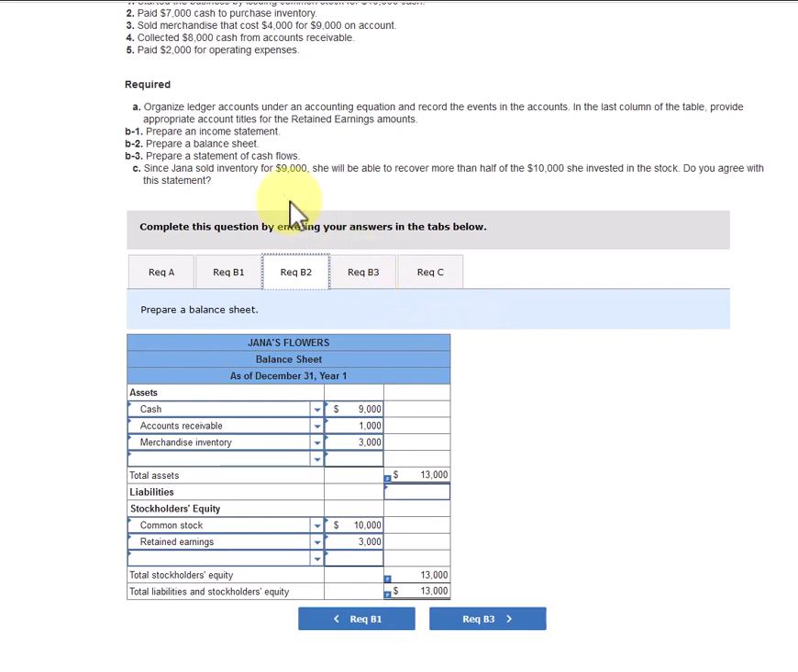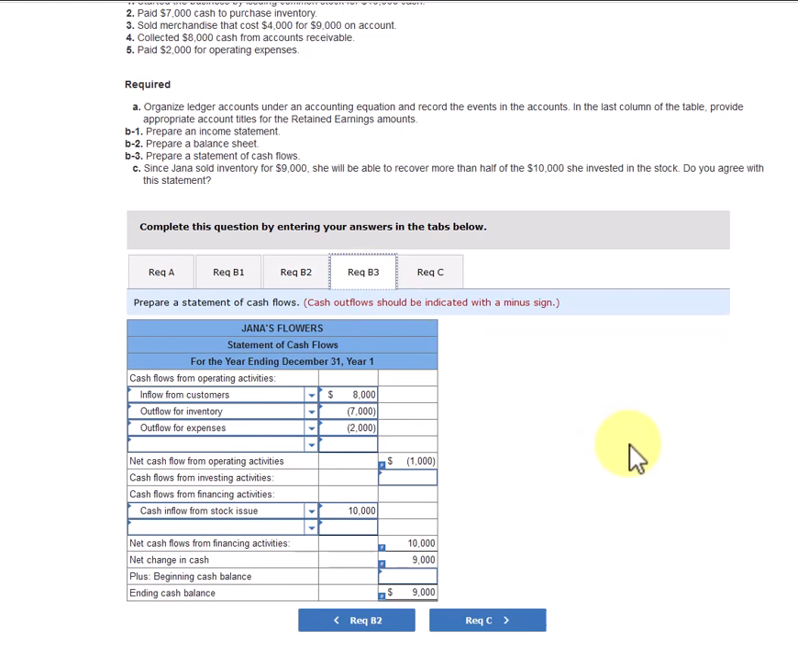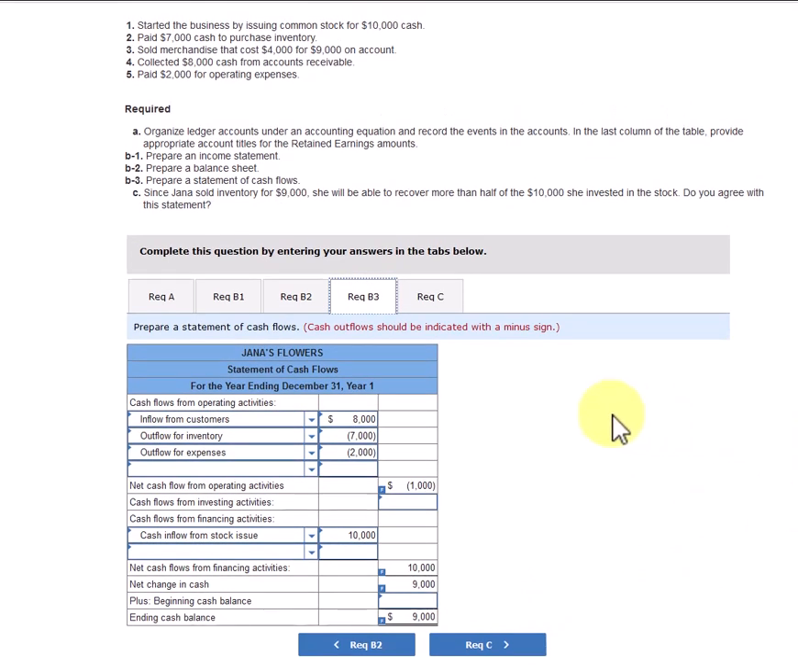All right, the last thing you're going to do is hop over here to B3, and you're going to do the statement of cash flows. You'll set up your format for the statement of cash flows just like what we have here. Now we're going to look back up at these transactions and determine what we need to put on each line. The inflow of cash from customers is going to be the $8,000 in cash that we collected from customers. So that's a positive $8,000. If it's an inflow, it's positive. If it's an outflow, it's negative.